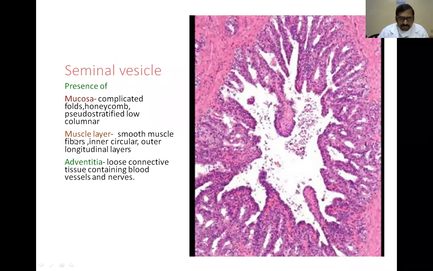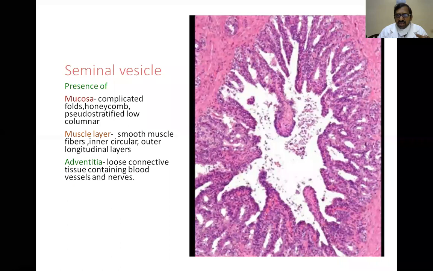Next, the muscle layer. There is a smooth muscle layer. The muscle fibers are inner circular and outer longitudinal. Only two layers of muscles are present in the wall of the seminal vesicles. These muscles are very important to squeeze the seminal vesicle during ejaculation. This is the inner circular layer, and here is the outer longitudinal layer. These are the two layers of muscles which are present in the wall of the seminal vesicles.